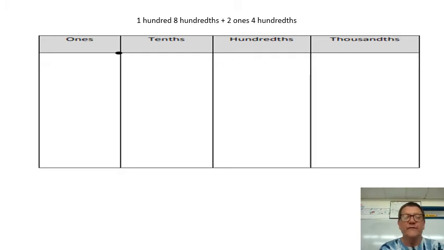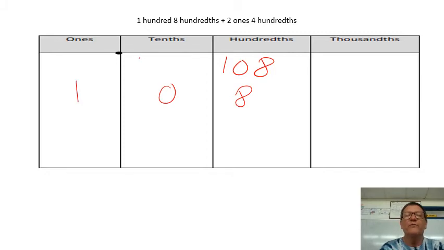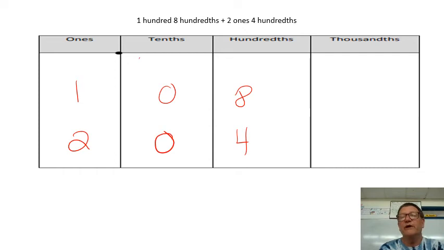Now this one says we have 100 eight hundredths. So if I come over here and say I have 108 hundredths, knowing we cannot have 3 digits in one place value, I know the 8 would be here, the 0 would have to move to here, and the 1 would be here. Now, our second number is 2 ones 4 hundredths. So I'd end up with 2 ones 4 hundredths. Now, we didn't say anything, but we know there's 0 tenths, and we're going to put that placeholder in there.